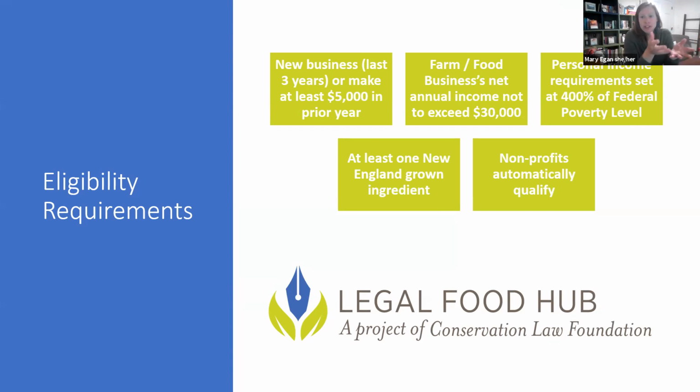And then nonprofits, obviously this group doesn't matter to you guys, but nonprofits automatically qualify if they're contributing to the food system in some way. And then our food entrepreneurs have to be using at least one ingredient locally grown in New England. But for farmers, you have to be growing a food item, at least one, if not two. And then we'll review your income, both household and business, to make sure you qualify.